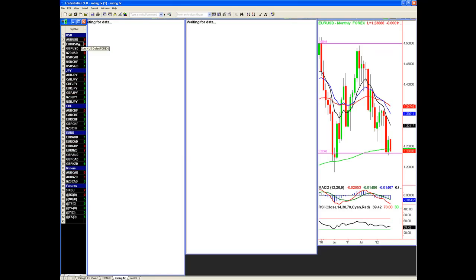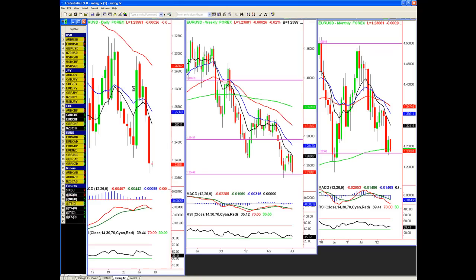I really just want to recap what we touched on last week, have a look at some of those levels, see how they went, and look at some levels or trends for this week. The first one I want to look at is Euro Dollar.